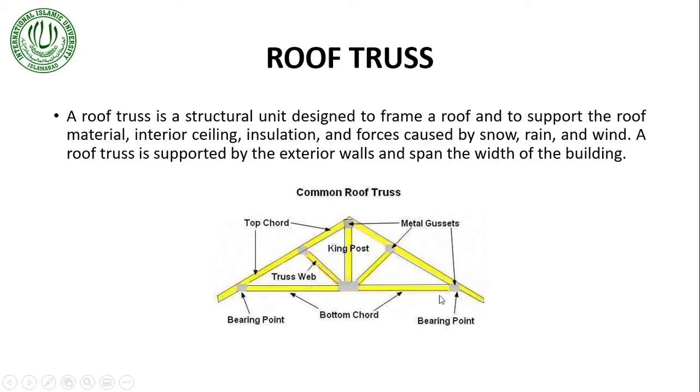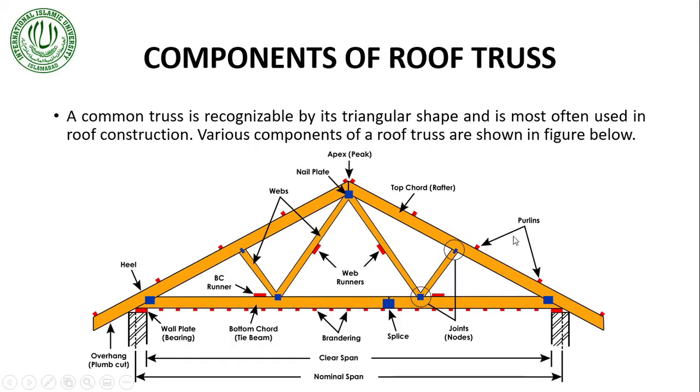So if this is the picture of a common roof truss, and this would be the total span of the house, this truss will be supported here at the exterior ends, which will form the exterior wall of the building. Now there are different components of a roof truss.